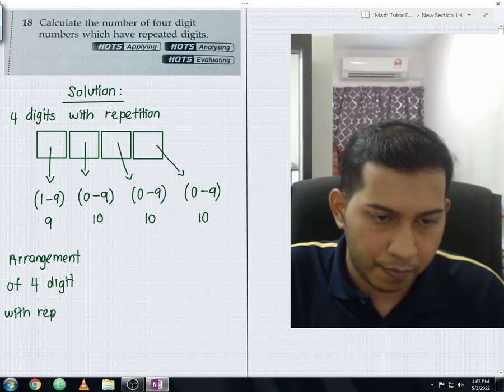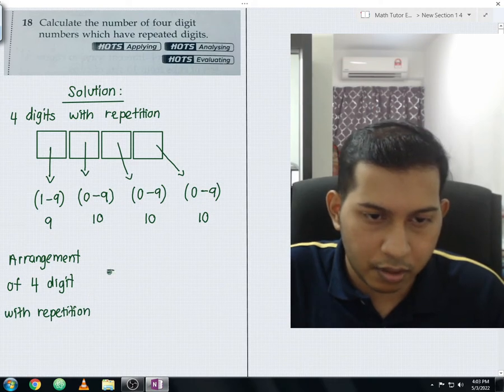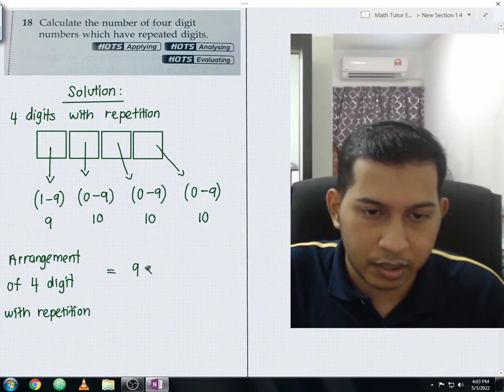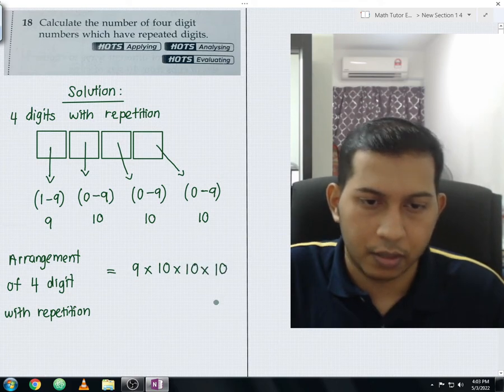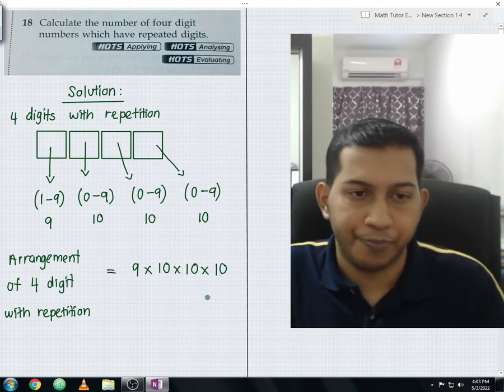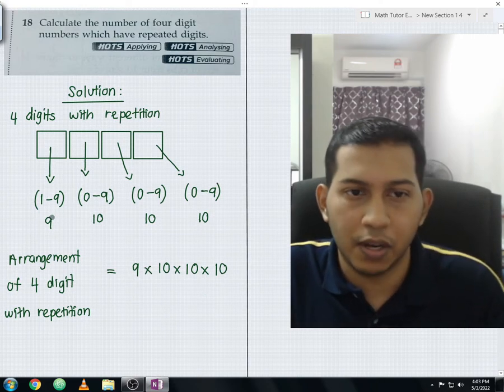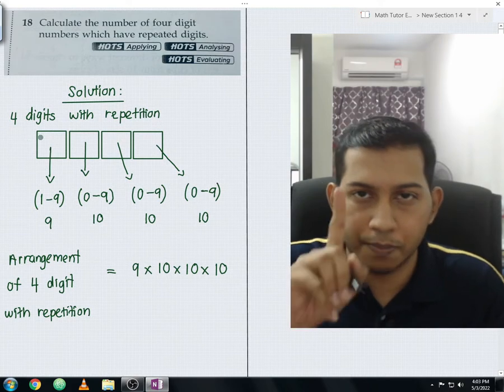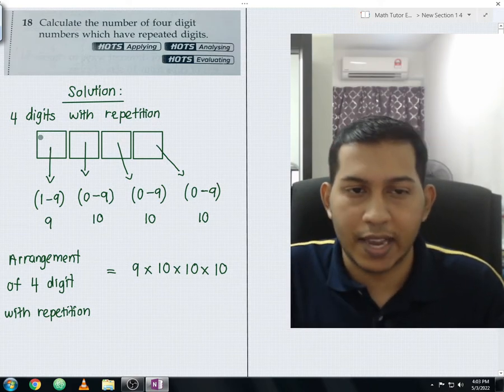Okay, repetition is equals to 9 times 10 times 10 times 10. Okay, so why 9 in the first box? Because the smallest number you can place in the first box should be number 1. Okay, you cannot place the 0 here.